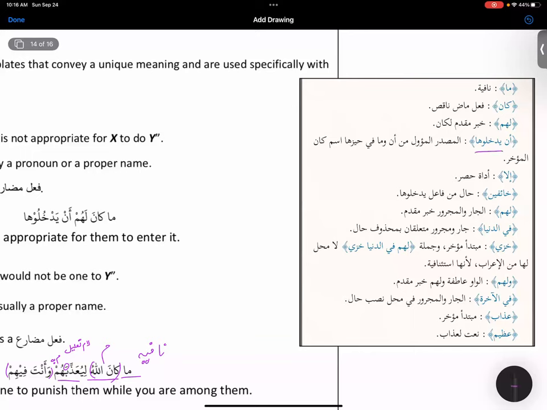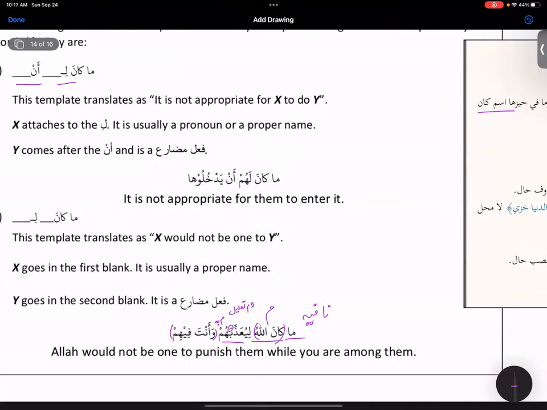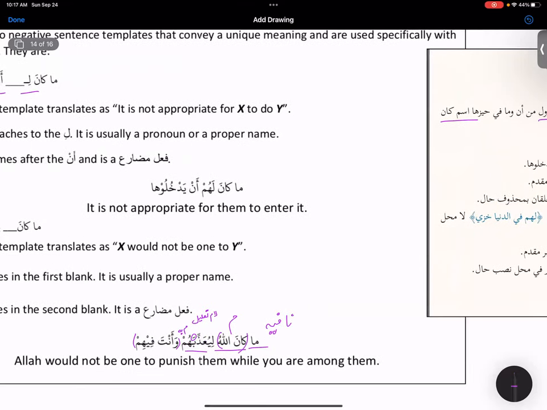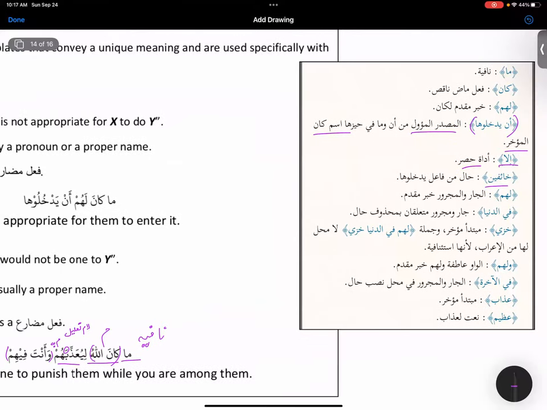Did we learn compound ism? No? An plus fil mudariya becomes a compound ism. It is not a fil anymore. This yadkhulu is not a fil anymore. Rather, an comes, and that is going to be considered as a master, as an ism. Inshallah, we are going to learn that. An yadkhuluha is master mawwal, and this is ism kana mu'akhar. Illa is adatu hasr, fihim is the hal. Which one is it doing? Okay, it is doing the whole ayah. We don't have the whole ayah over here, but this one has the whole ayah. And lahum is jar majrur muqaddam fi dunya.